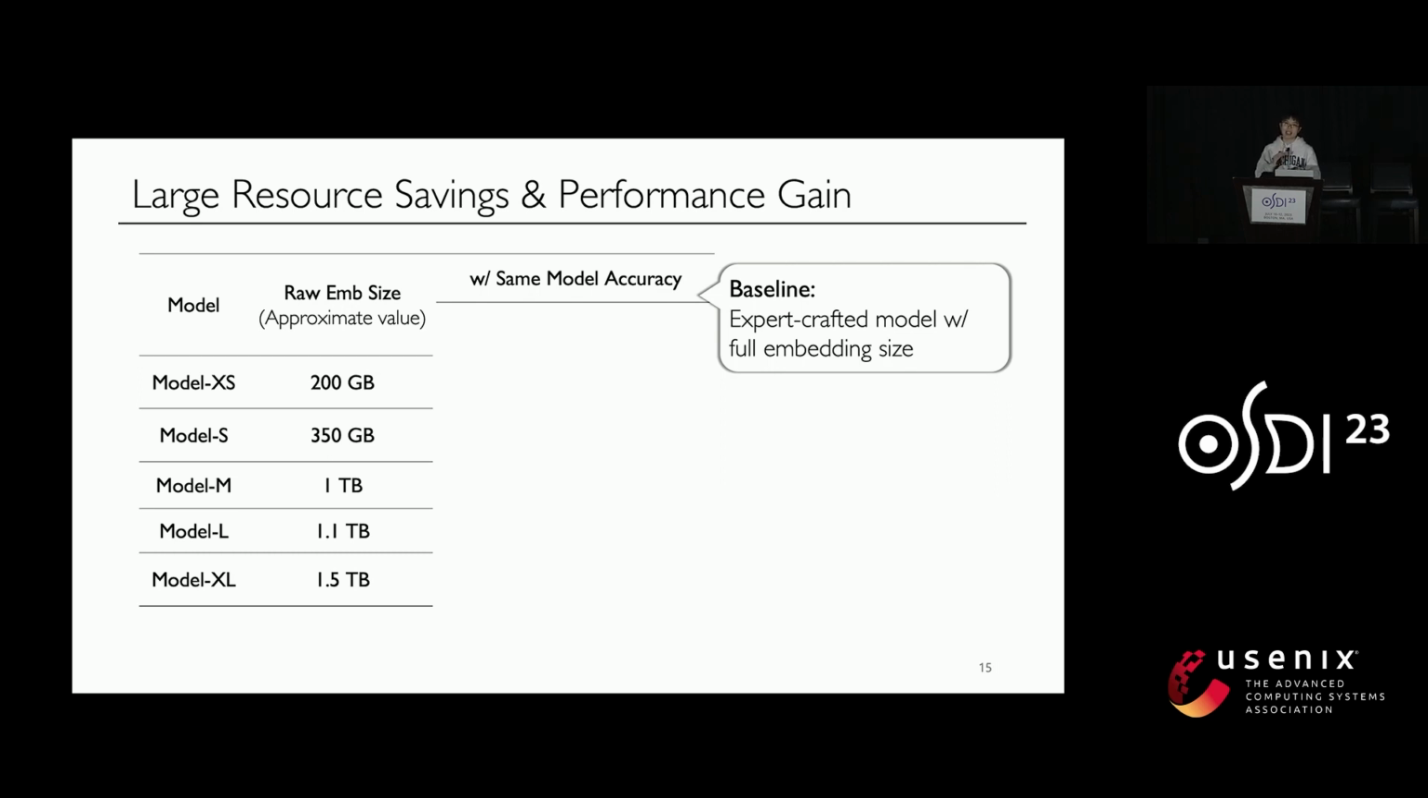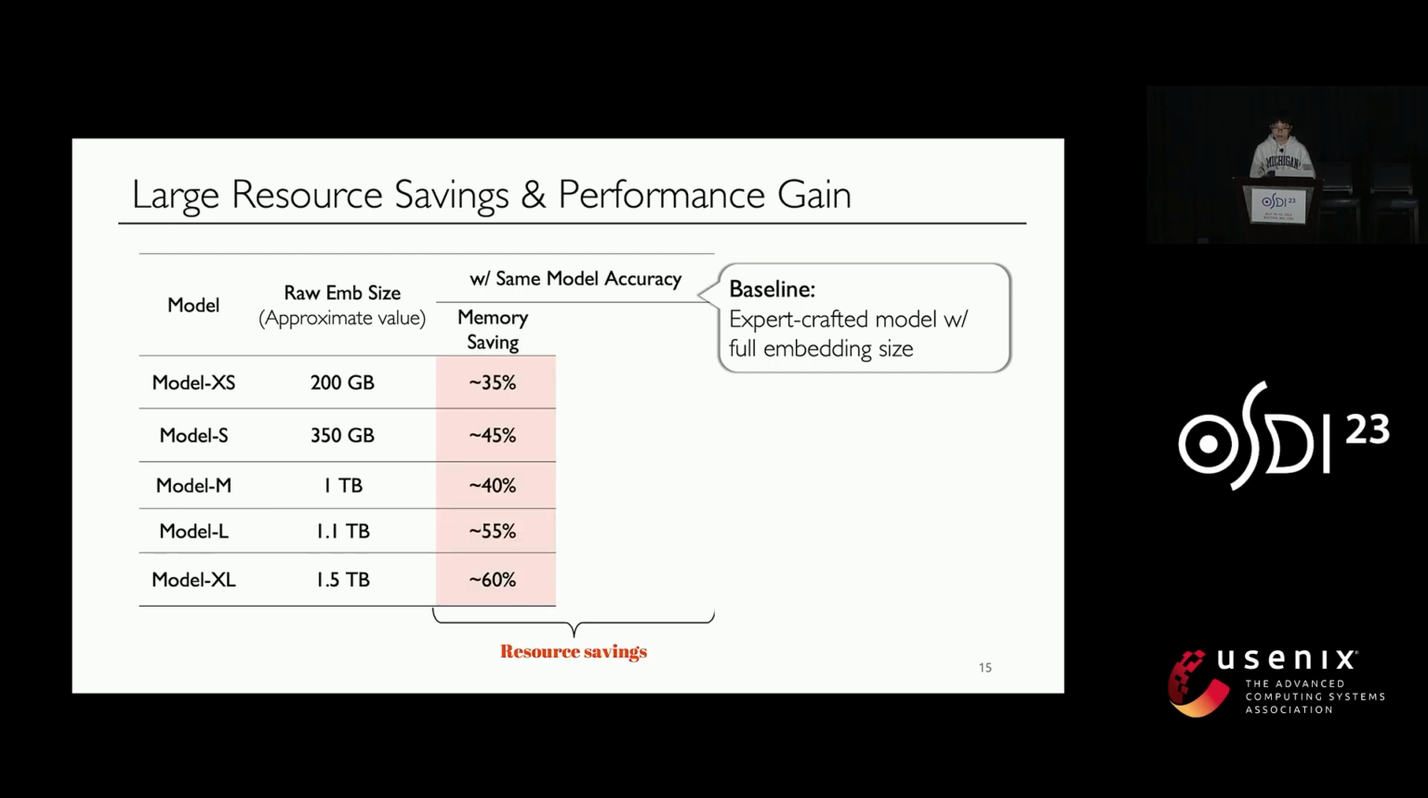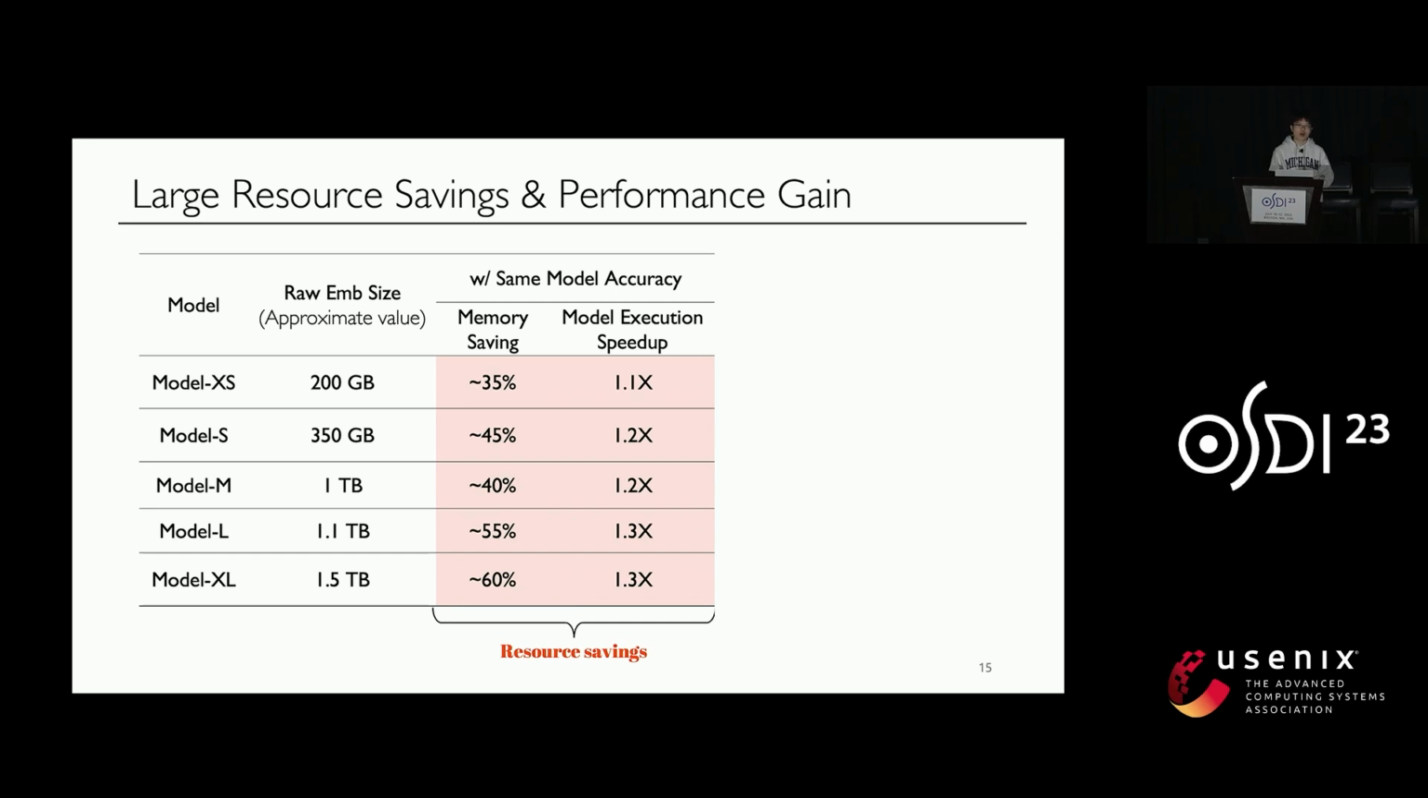First, let's compare with the crafted model. The model is highly optimized by many experts. We are seeing that to retain the same model accuracy, AdaEmbed can reduce the total embedding size by up to 60%, meaning equivalent memory savings. This reduced model size can also accelerate the model execution by 1.3 times.